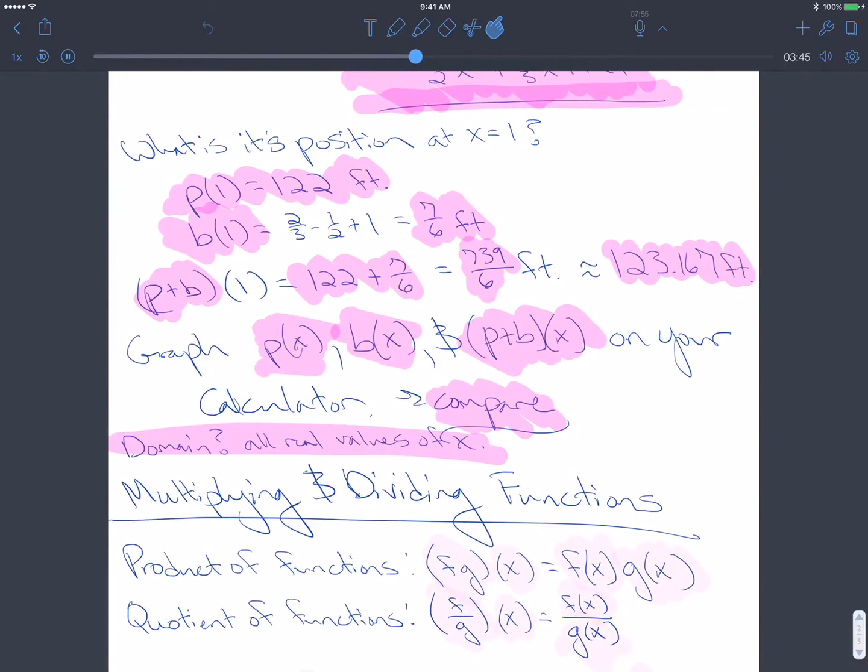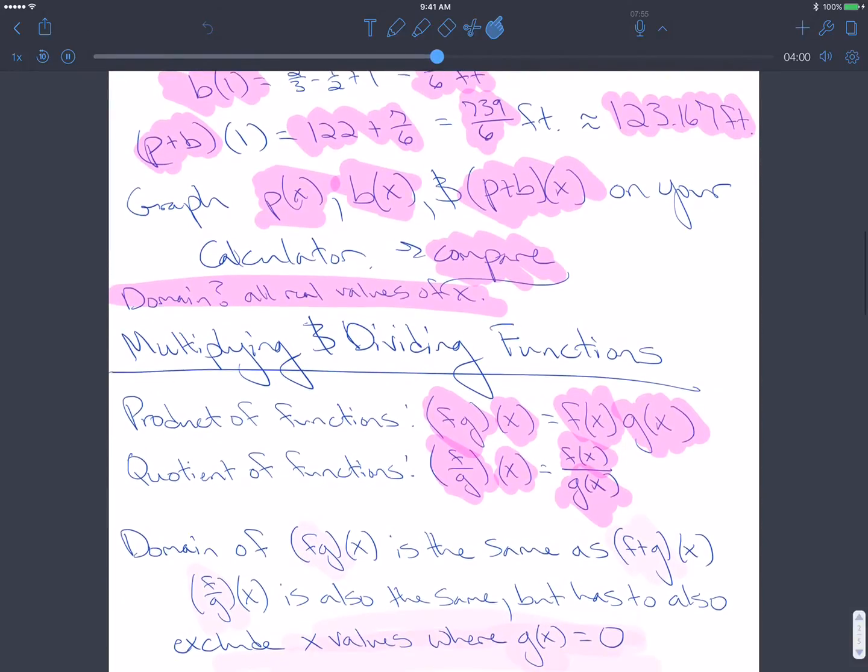So a product of functions, that's your multiplication, f times g in parentheses of x, is f of x times g of x. And f over g inside parentheses of x is f of x divided by g of x. That's your quotient of functions.